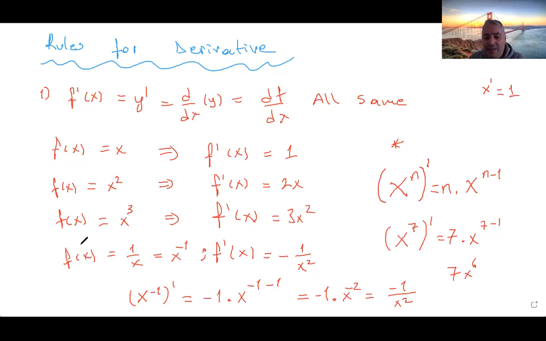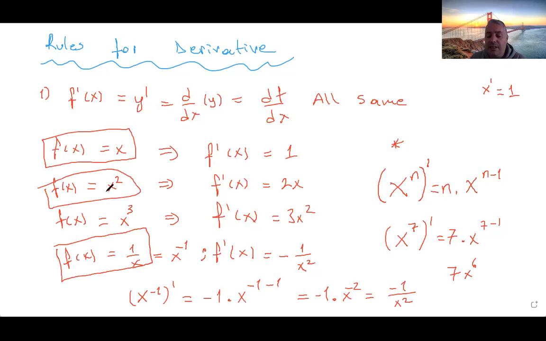So you can memorize this, because we often see these. Whenever you see them, you can write directly, this is 1, this is 2x, this is negative 1 over x squared, or just use this power rule. The power rule is take the power in front, times x to the power of n minus 1. And then we have studied another rule: the derivative of any constant number is equal to 0.